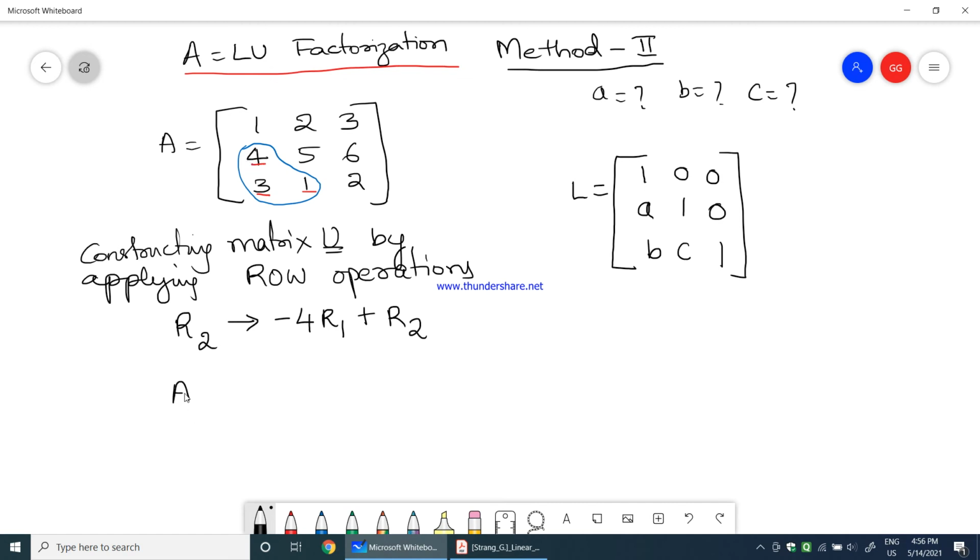Therefore, what will be my matrix? A will be equal to 1, 2, 3. Minus 4 into 1 plus 4 is 0. Minus 4 into 2 is minus 8, added with 5, which is minus 3. Minus 4 into 3 is minus 12, plus 6 is minus 6. And keep the third row as it is: 3, 1, 2. Yes. Now you see we got this first equation.